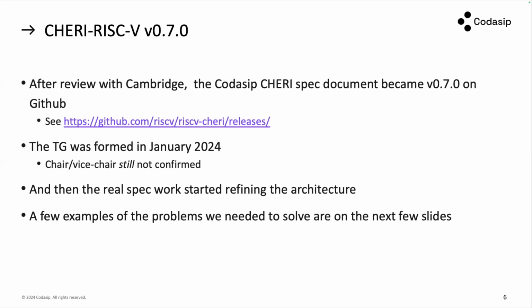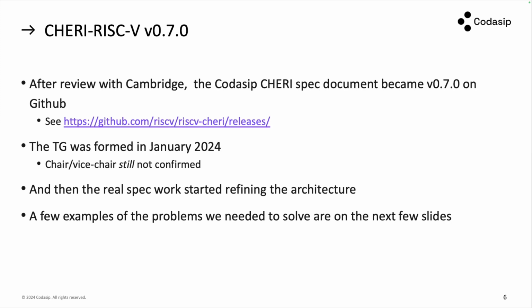And we officially got the TG formed in 2024, but we still have no chair and co-chair. Is that true? We think we can share it. Oh, but not confirmed? Okay. But since then, we've been working on really refining it and making improvements, simplifying it, trying to make it easier for RISC-V adoption.